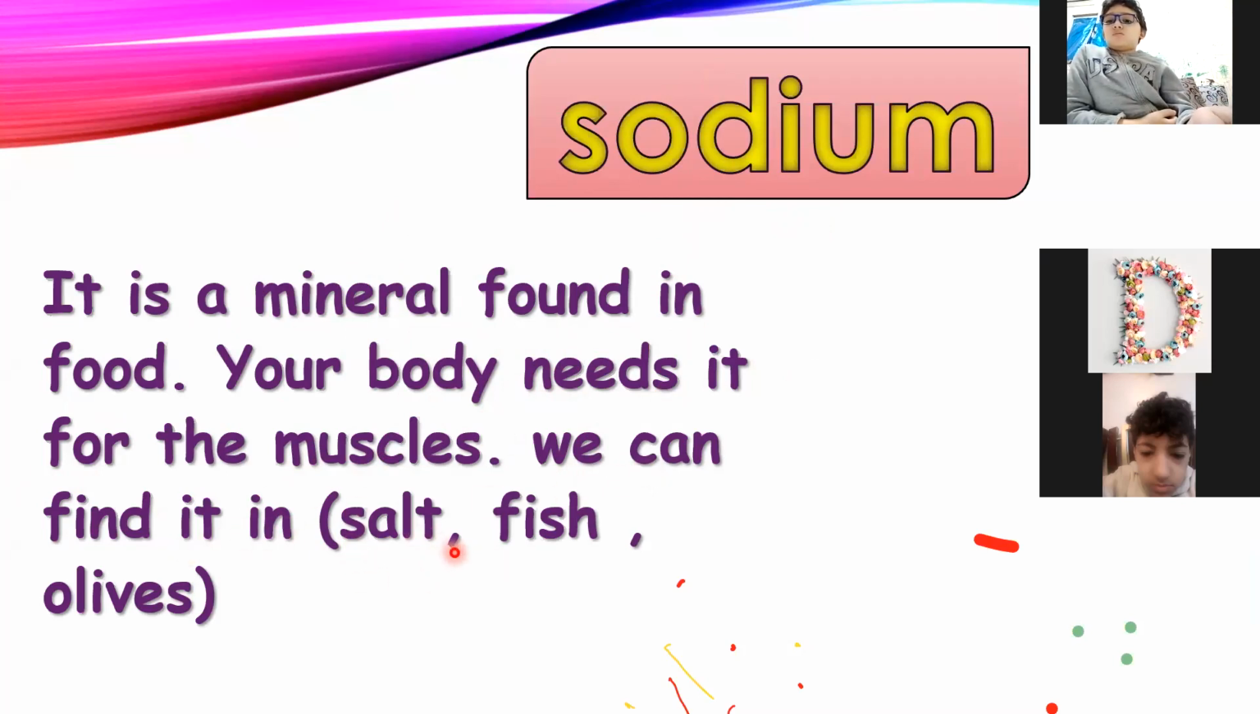We can find it in salt, in fish, in olives, because it has something like salt. Sodium is a mineral, and this mineral is found in food, and your body needs it for what? Our body needs this for our muscles, and we can find it in salt or fish or olives.